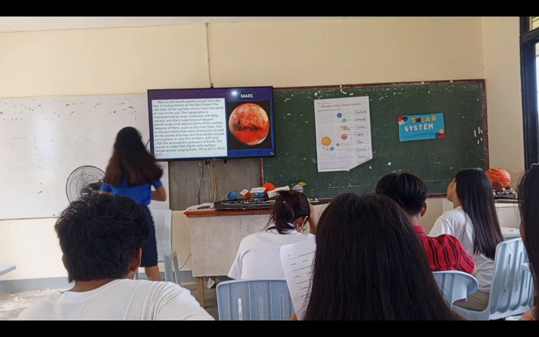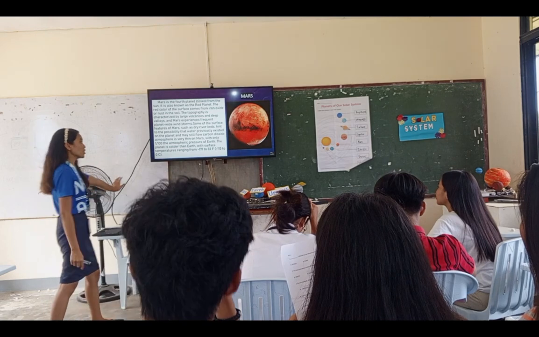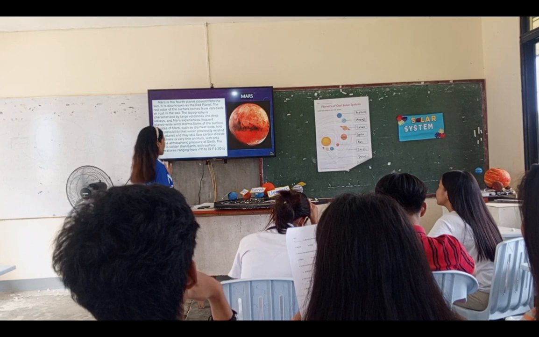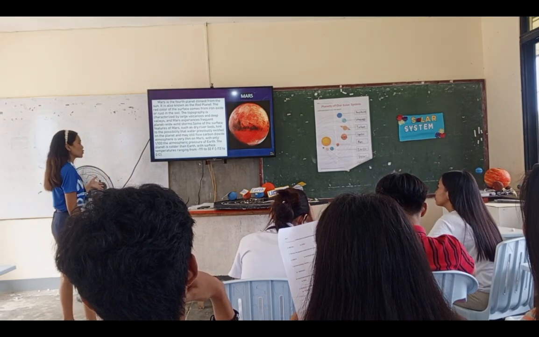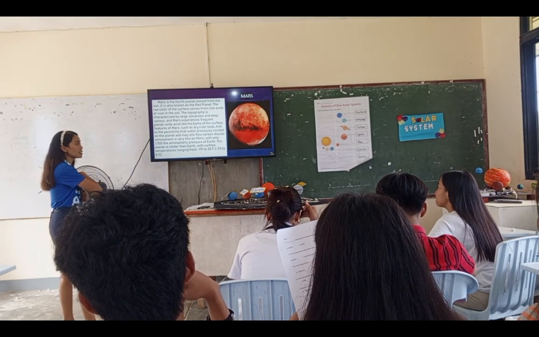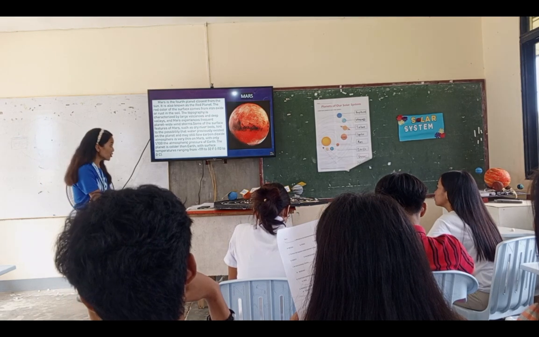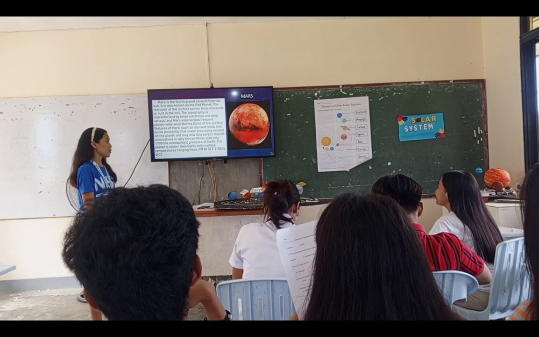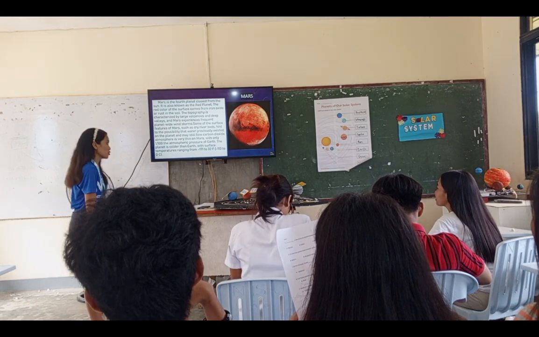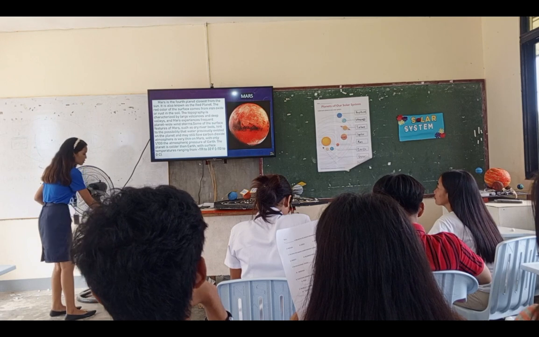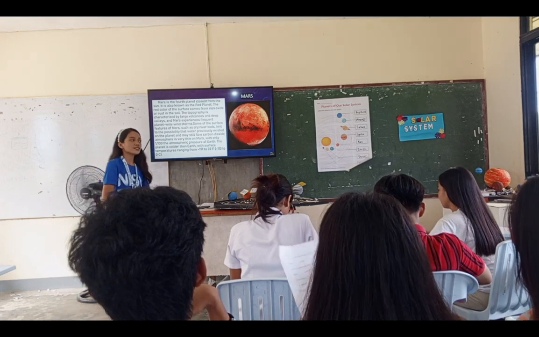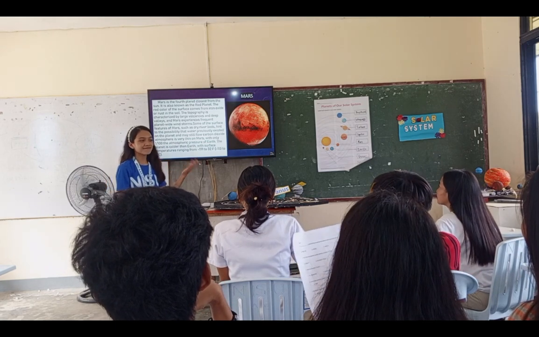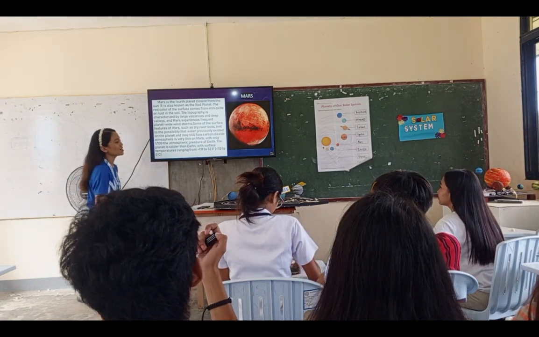It is really true. The planet is colder than Earth. Although its color is red, it's colder than Earth, with surface temperatures ranging from negative 171 to 32 degrees Fahrenheit, or negative 32 degrees Celsius. Those are the first four planets closest to the sun, and they're also called terrestrial planets.